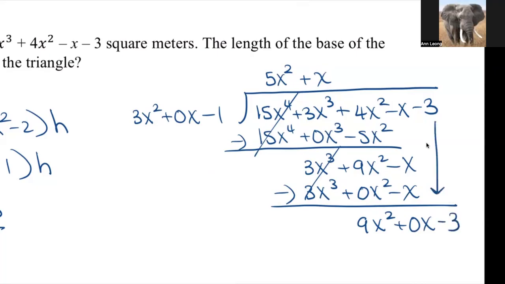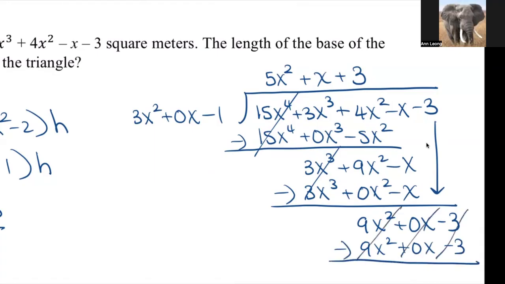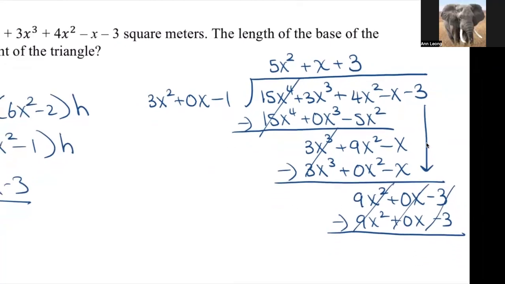All right, and then lastly I do a plus 3. We get 9x squared plus 0x minus 3. All right, that goes to 0, that goes to 0, and that goes to 0. So the height is going to be that many meters.